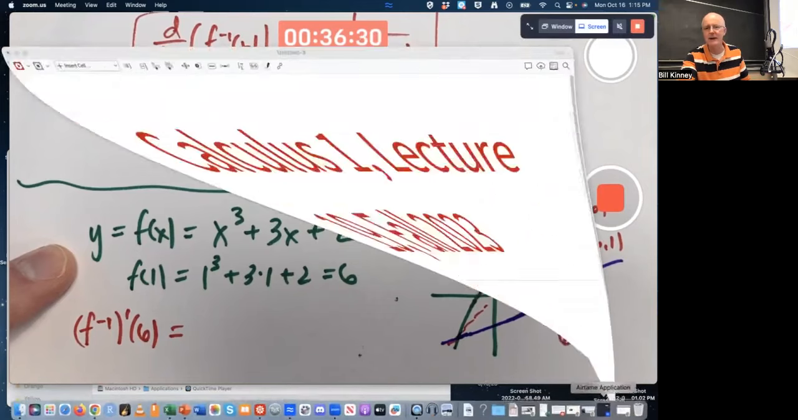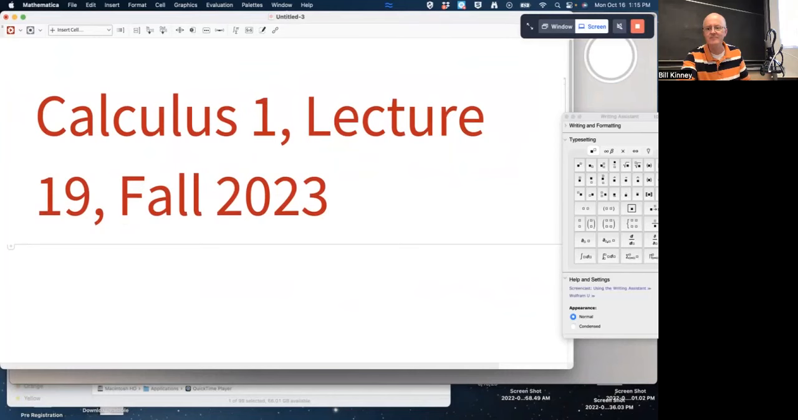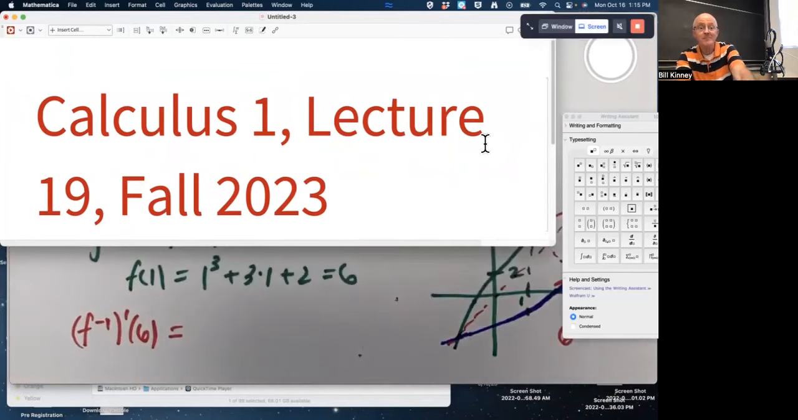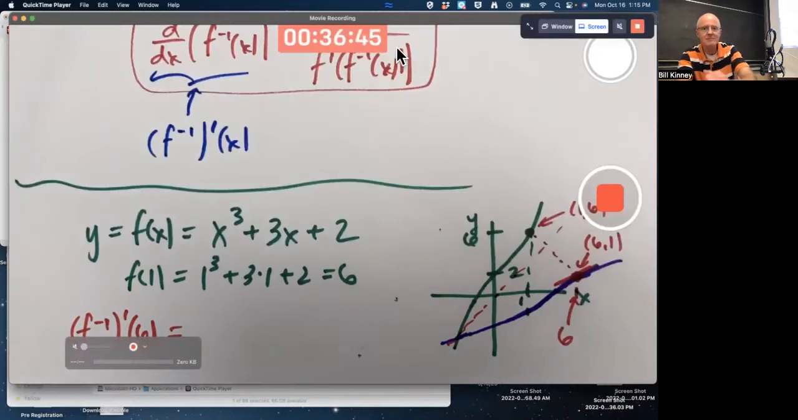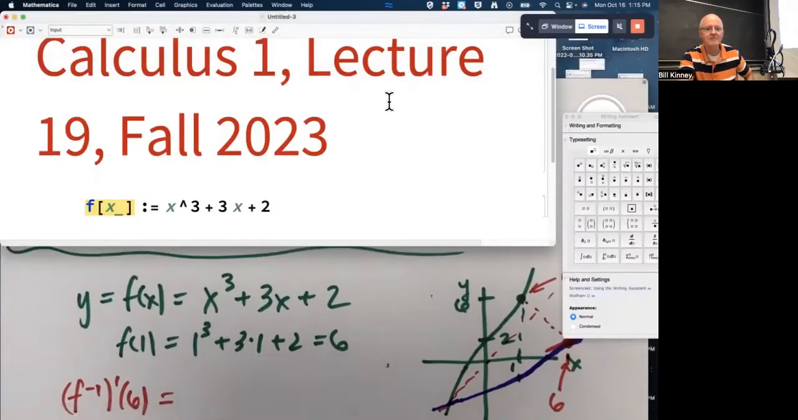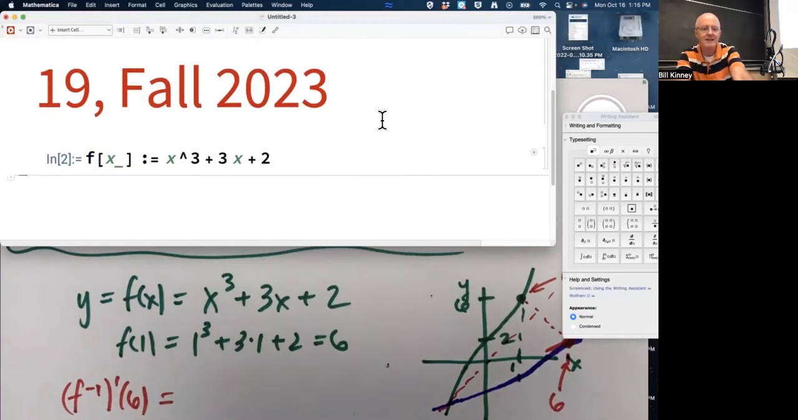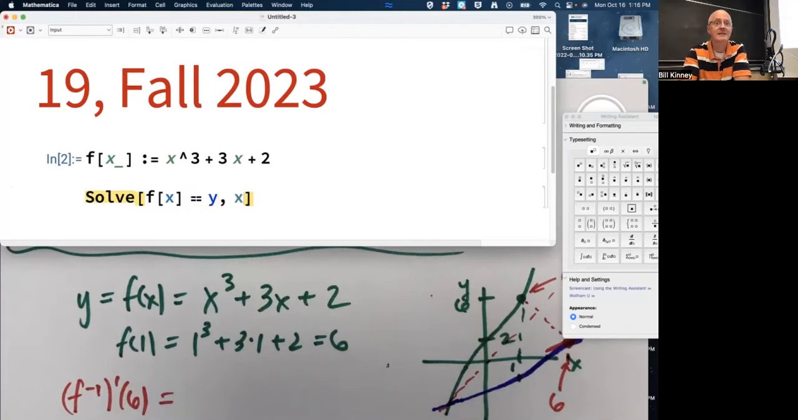Well, let's have Mathematica do it. Mathematica can do something nasty for us. Mathematica, I want f of x to be x cubed plus 3x plus 2. Same function there. Mathematica, solve f of x equals y for x. Solve for the inverse function. What is it? I want to know.